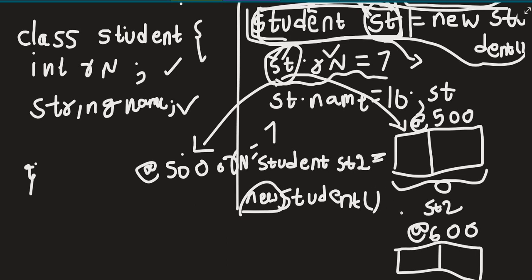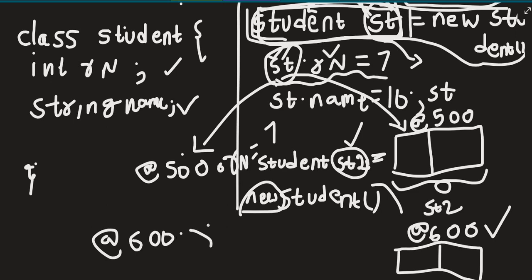So if you want to initialize this st2, what happens? First it will go where I want to initialize. This is indicated by st2, which is nothing but the address. This is the address 600. So it will initialize at the rate of 600 dot roll number is equal to 3. At the rate of 600 dot name is equal to, say, Sai, Ravi, or like that.